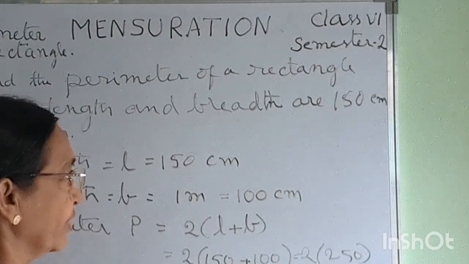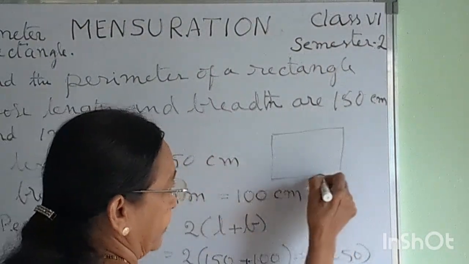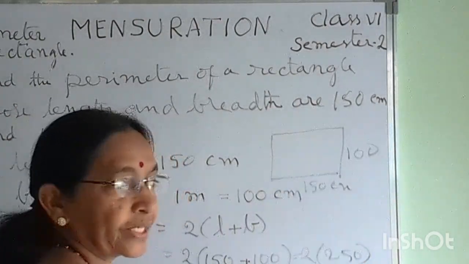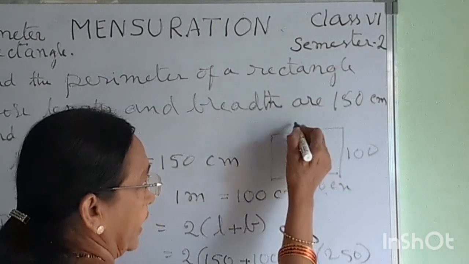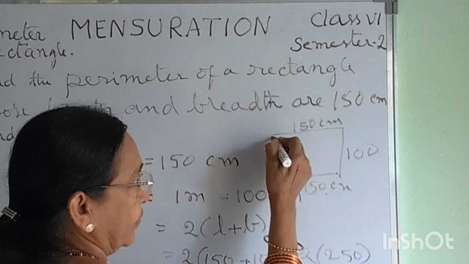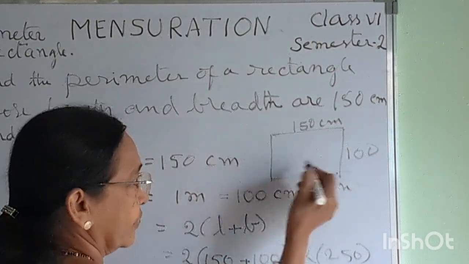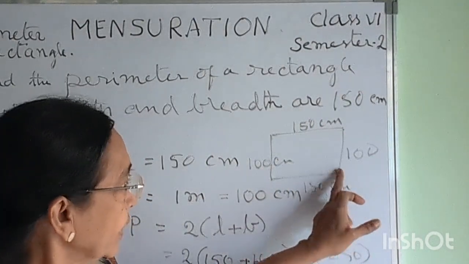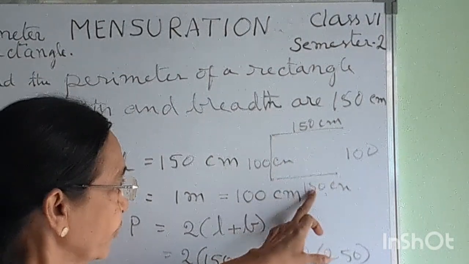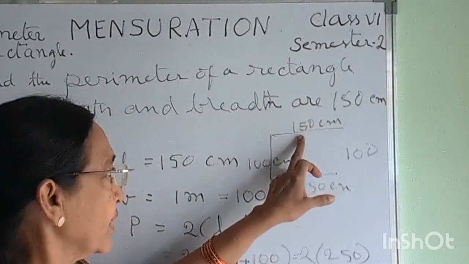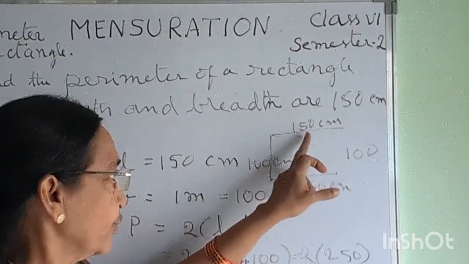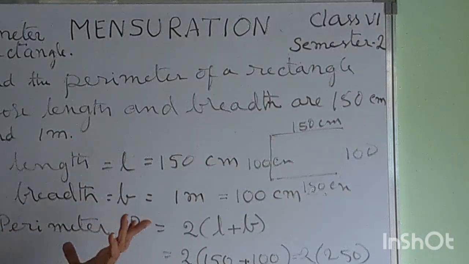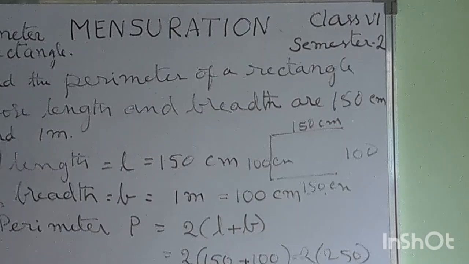Now we will just verify it. Let the rectangle be this, and this is 150 centimeters, and this is given as 1 meter. 1 meter is equal to 100 centimeters. For a rectangle, opposite sides are equal. Therefore, this is also equal to the length, and this is equal to the breadth, 100 centimeters. So the perimeter is 150 plus 100 plus 150 plus 100. 150 plus 100, 250. 250 plus 150 is equal to 400. 400 plus 100 is equal to 500. Therefore, perimeter of this rectangle is equal to 500 centimeters.